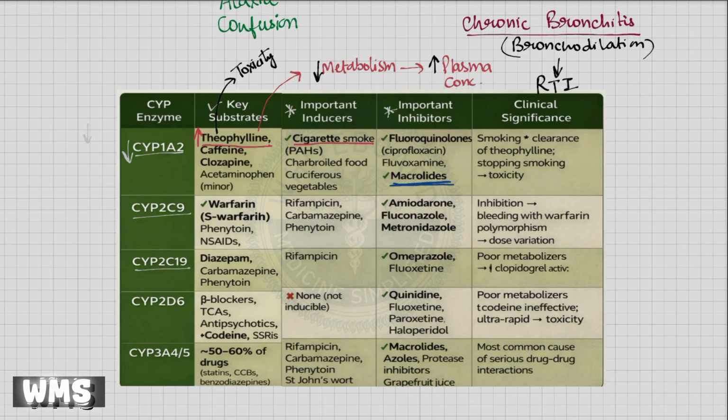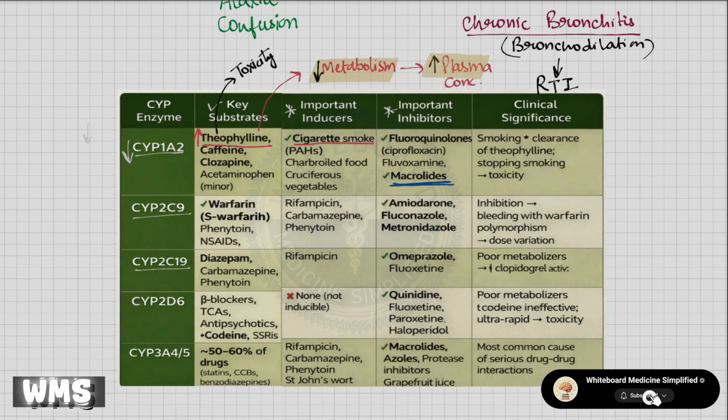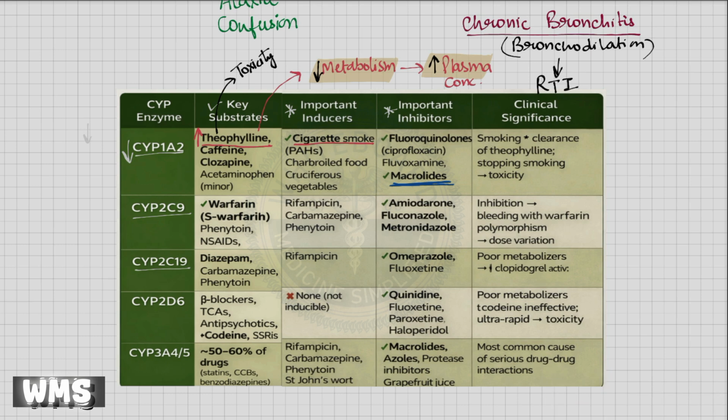Now here is the key question. Macrolides are potent inhibitors of cytochrome P450 enzymes. What happens when a patient on theophylline is started on a macrolide? Theophylline metabolism decreases, plasma levels rise, and the patient develops theophylline toxicity. This is a classic high-yield scenario.